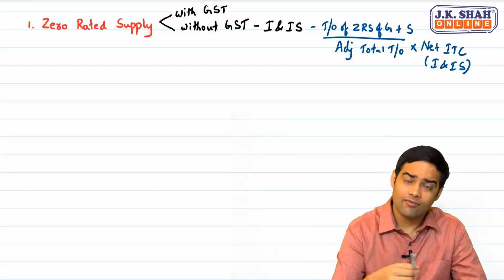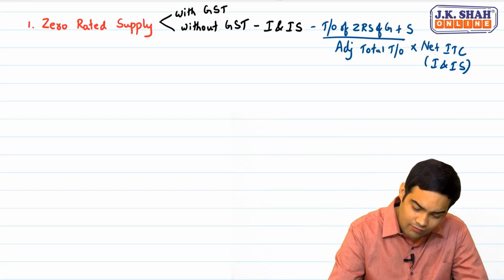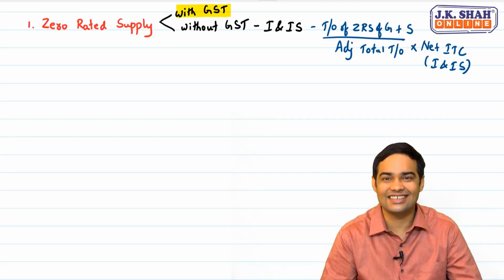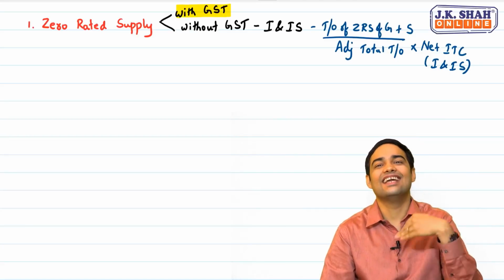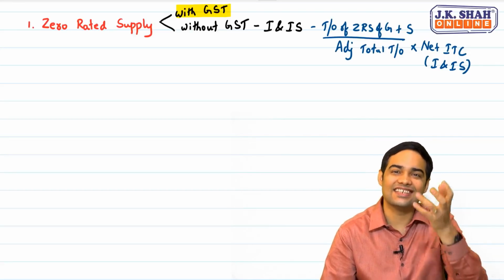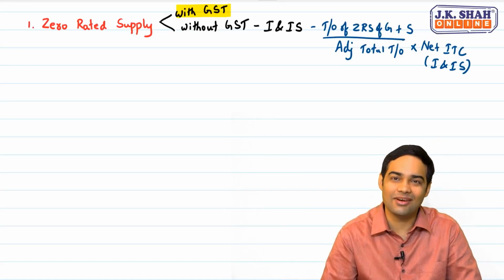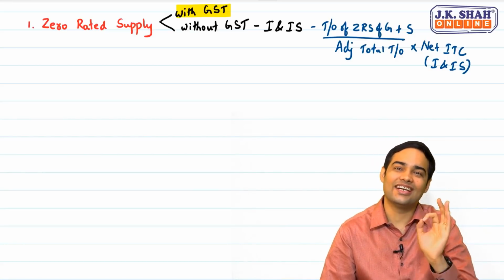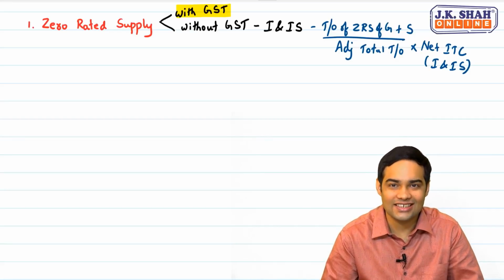And remember, why did I not mention any formula for with GST? Please understand, if I am supplying with GST, that is IGST, the IGST which I pay using ITC or e-cash ledger, that entire IGST is given back to me. So there is no need of any formula for zero rated supply with payment of IGST.